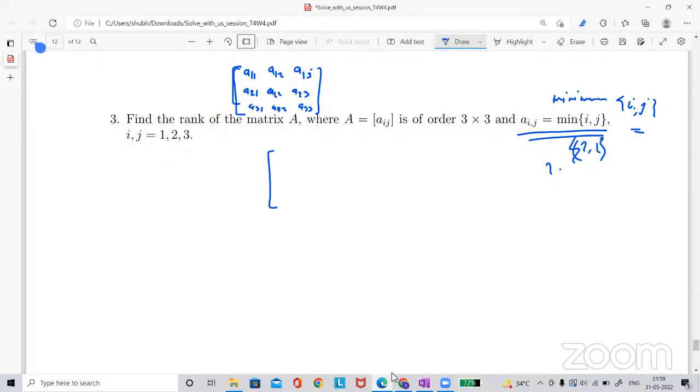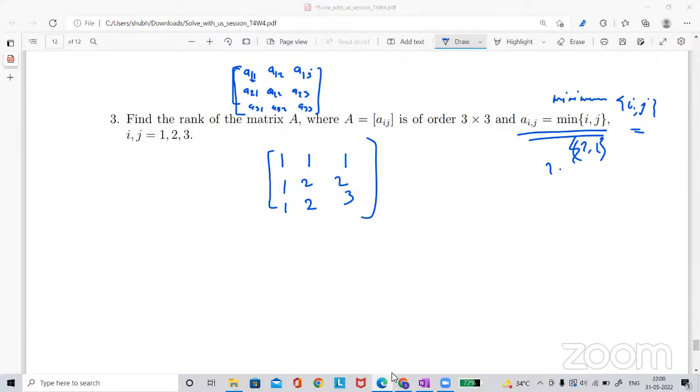So let me form it also. The entries are A_ij equals min(i, j), which gives the rows 1, 1, 1; 1, 2, 2; and 1, 2, 3. This will come, no? Correct, sir. Yes, correct. Somebody has posted it in the chat also.